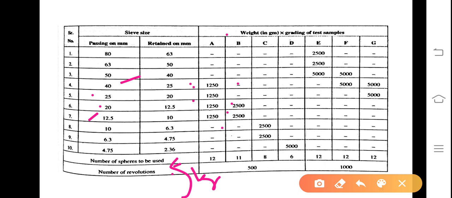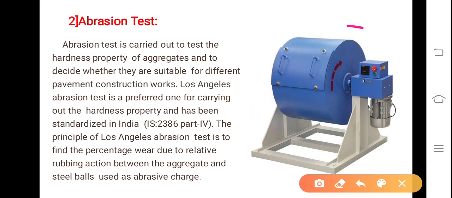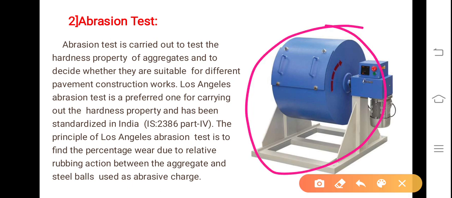So the number of spheres or charges, cast iron balls you have to take is 12, which is to be put in this Los Angeles testing machine. This is the Los Angeles testing machine. Abrasion test is carried out.